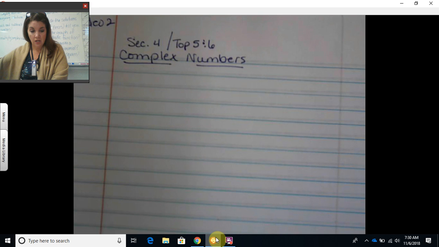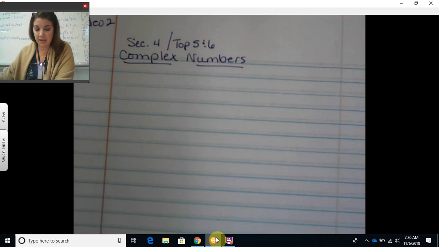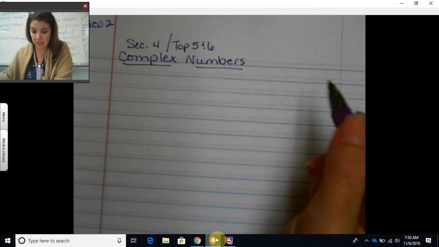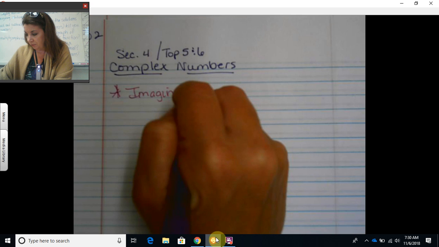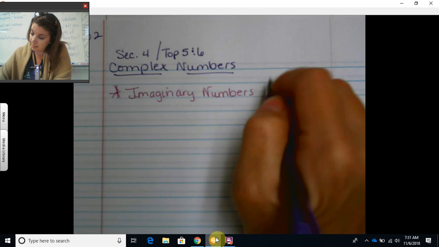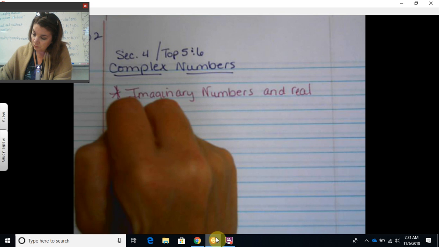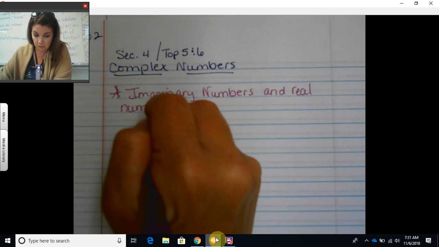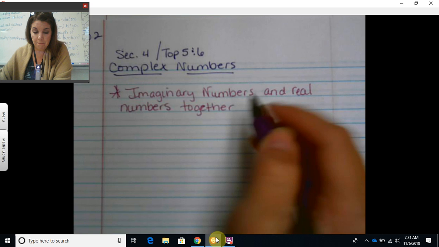Alright, so imaginary numbers and real numbers together make up the set of complex numbers. We kind of touched on that yesterday. Imaginary numbers and real numbers together make up the set of complex numbers.